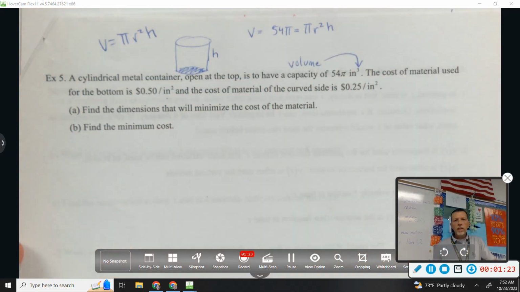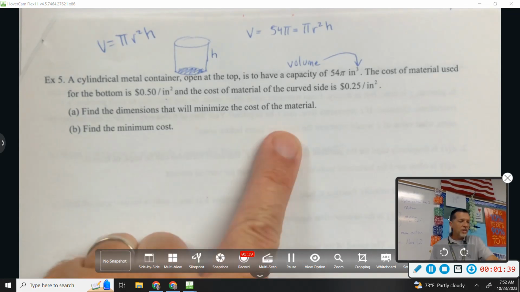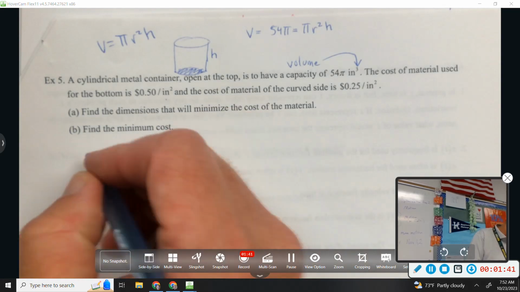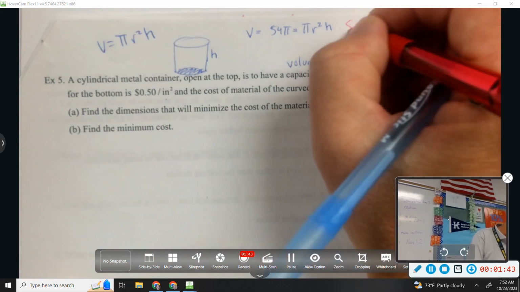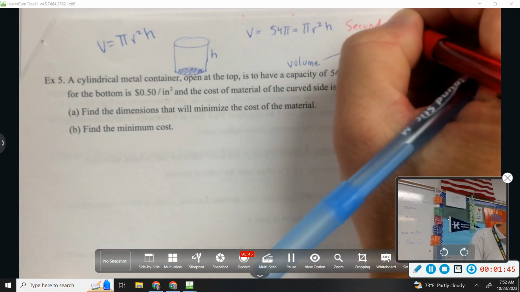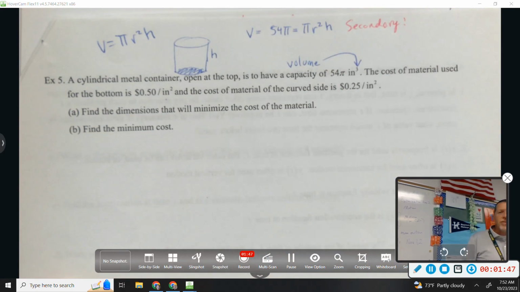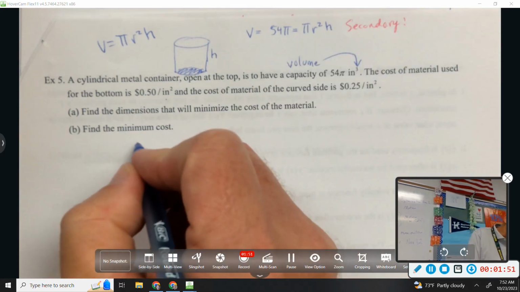So let's see. Is that my primary equation or secondary equation? Is that the one I'm going to take a derivative of, or is that just going to be a helper along the way? That's going to be a helper, because I'm trying to minimize cost, so I need to write a cost equation. So secondary for that volume. Helpful maybe, but not what I'm trying to minimize.